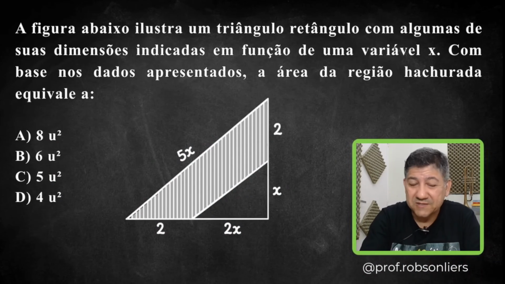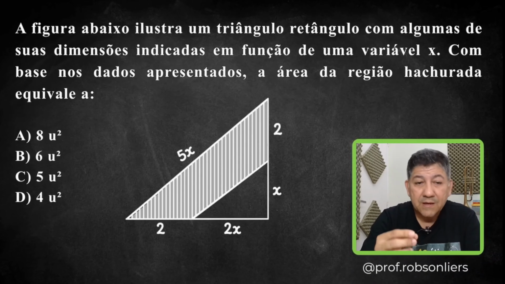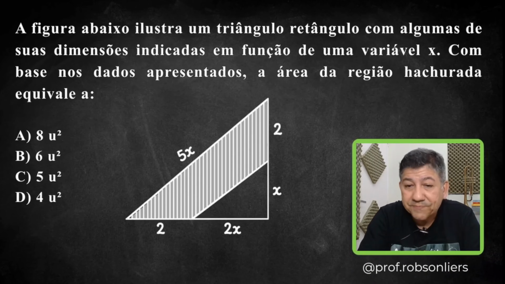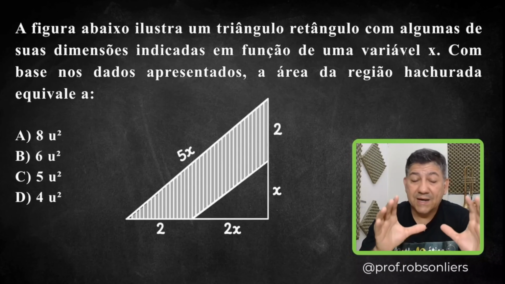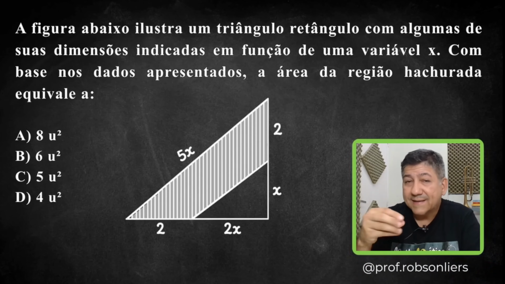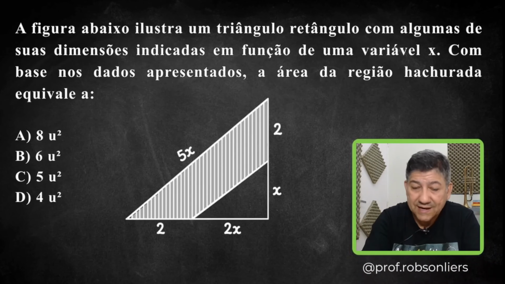Here's the step-by-step solution. The problem states the following. The figure below shows a right triangle with some of its dimensions given as a function of a variable x. Based on the data presented, what is the area of the shaded region? The shaded region is this shaded area, okay? To find the area of this shaded region, we have to find the area of the larger triangle. Then we find the area of the smaller triangle and subtract the area of the smaller from the larger, and that's how we get this shaded region.